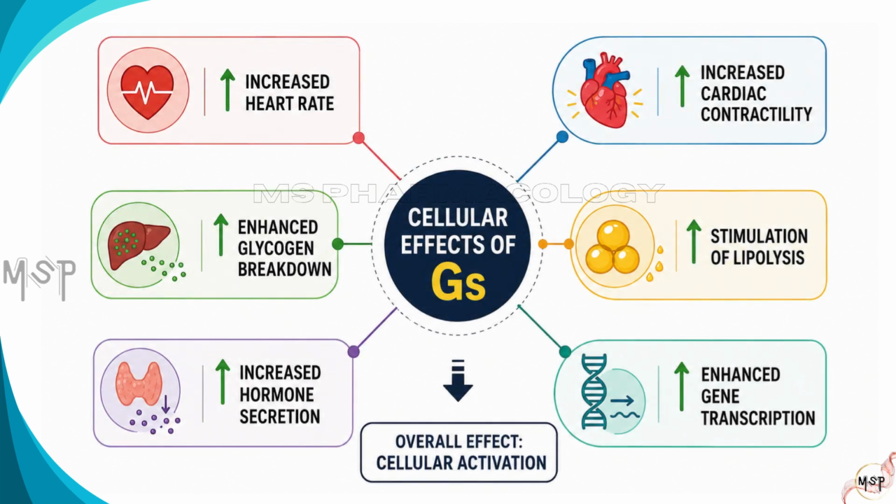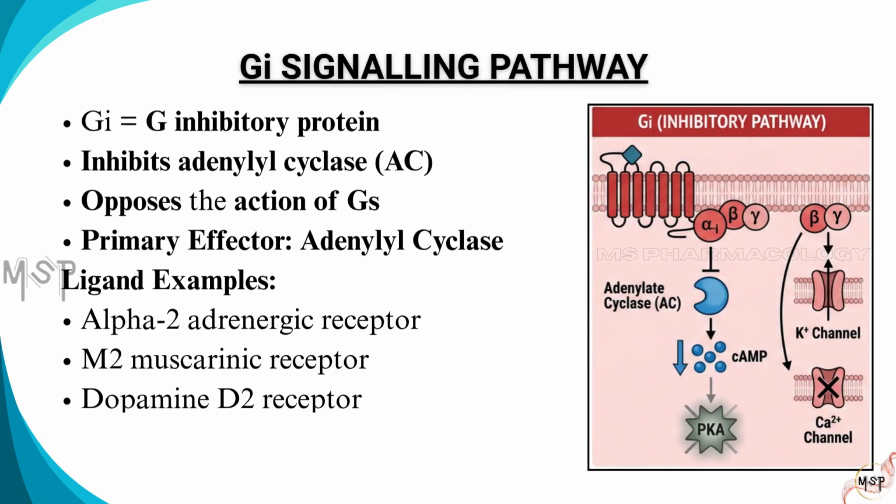As a result, activation of the GS pathway typically produces stimulatory effects such as increased heart rate, increased cardiac contractility, enhanced glycogen breakdown, stimulation of lipolysis, increased hormone secretion, and enhanced gene transcription. Overall, GS signaling promotes cellular activation. Next, we have the GI signaling pathway.